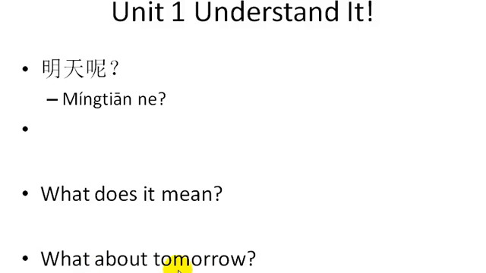What about tomorrow? Very simply, what about tomorrow? 明天呢? What about tomorrow? You remember that 你呢 was what about you? Okay, my name is Jonathan, what about you? Okay, so 你呢 what about you? In this case, we have 明天 before it, so it's what about tomorrow? Okay, so now you should be getting a deeper understanding of how 呢 can be used, because now you're seeing it used in a new context.